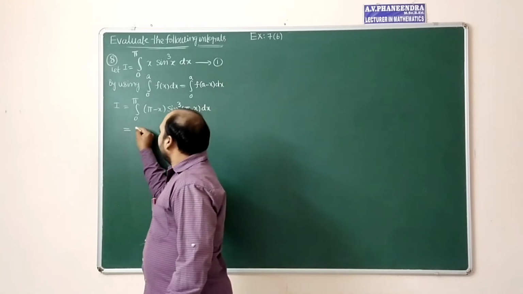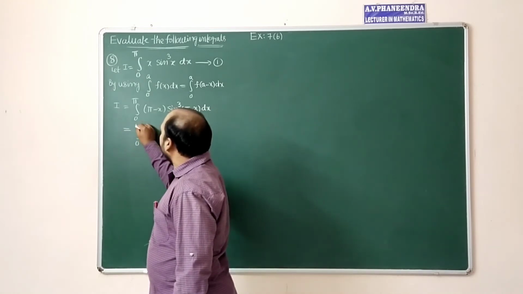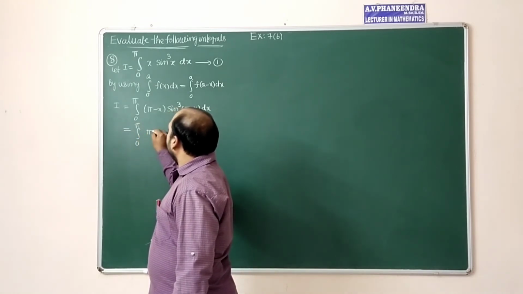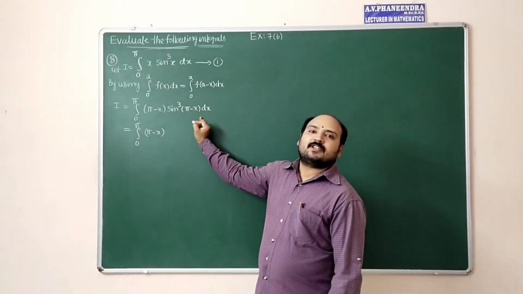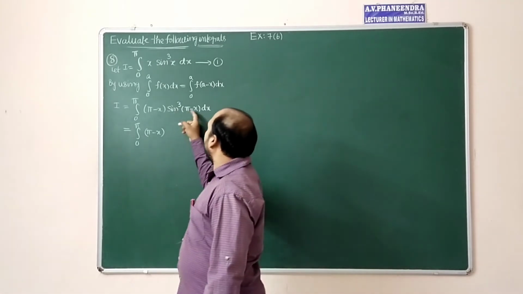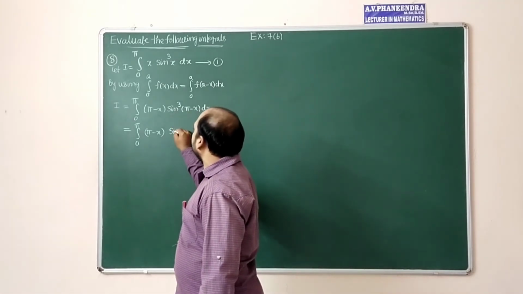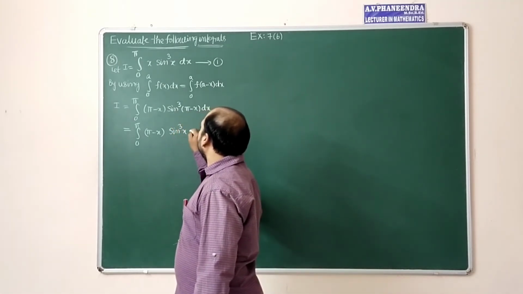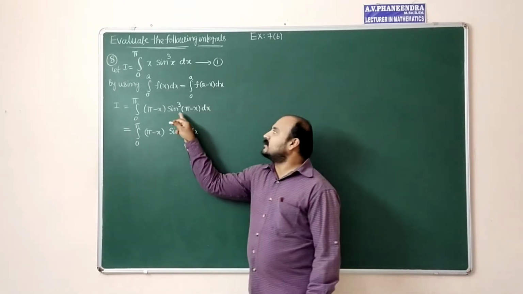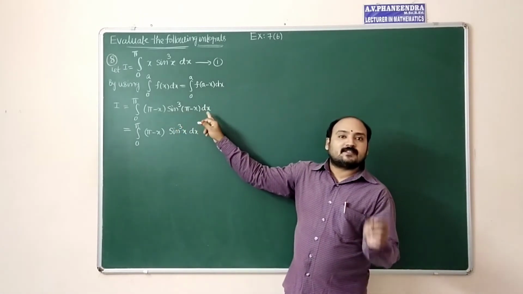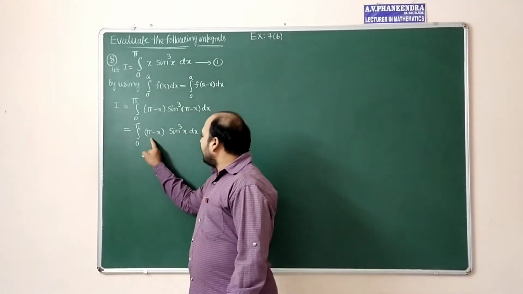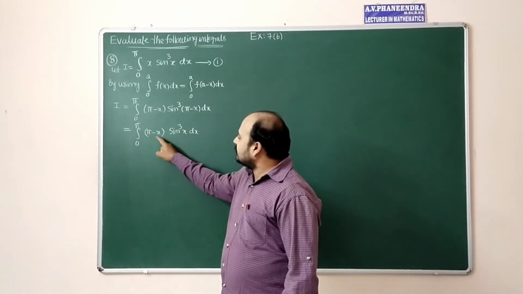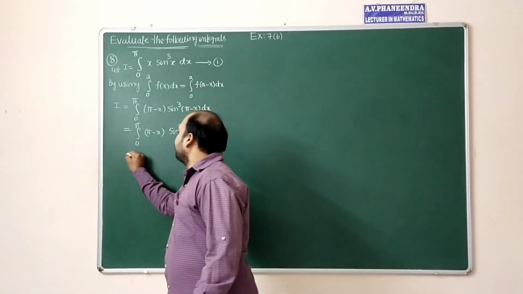Which is equal to integral 0 to pi, pi minus x, sine of pi minus x. So sine of pi minus x is sine x, so sine x whole cube, that means sine cube x into dx. Now split into two terms, pi into sine cube x minus x into sine cube x.